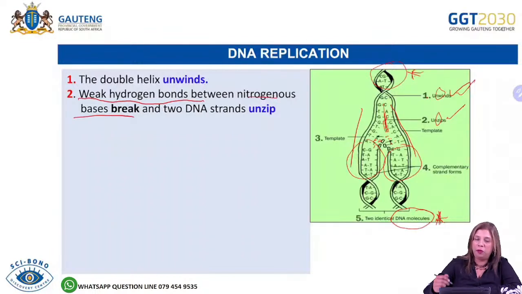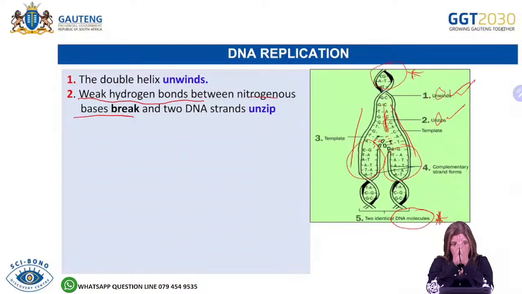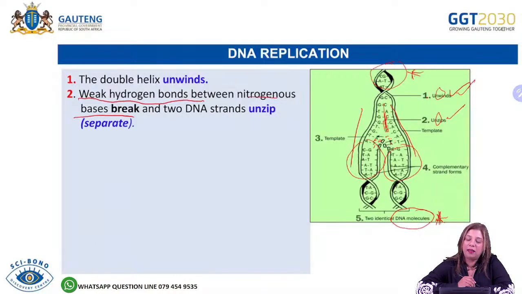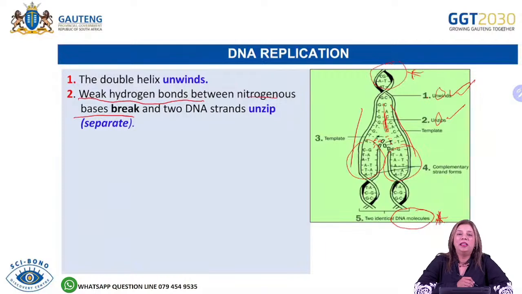In order for the nitrogenous bases to be joined together in their complementary base pairs, the hydrogen bonds help to keep them together. But because these hydrogen bonds are so weak, it enables them to separate, and that is how it is able to unzip. Okay? And another word for unzip is obviously to separate.